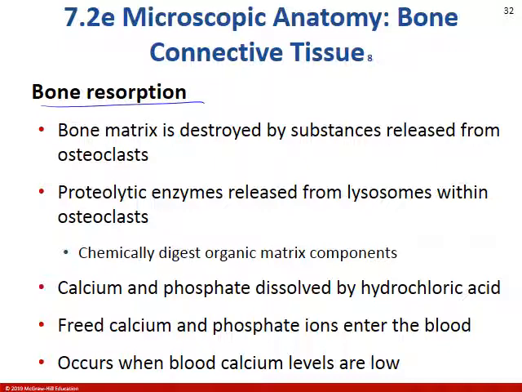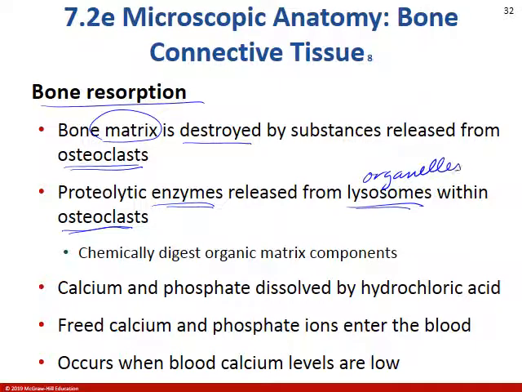So sometimes we need to do bone reabsorption. Sometimes we need to break down or destroy the matrix, and the cells that are going to do this are the osteoclasts. They have digestive enzymes inside of the lysosomes, which are inside of the osteoclasts. Remember, these are organelles that we've talked about before. And they're going to break down the organic matrix components, and they're going to release the calcium phosphate. And where is it going to go? It's going to enter the blood.